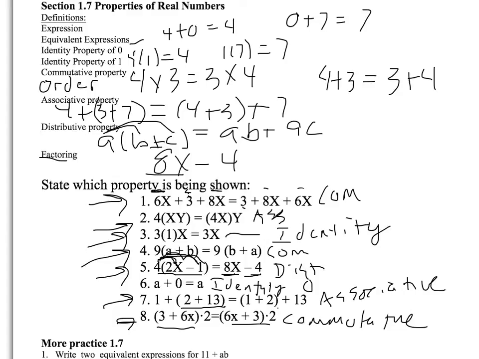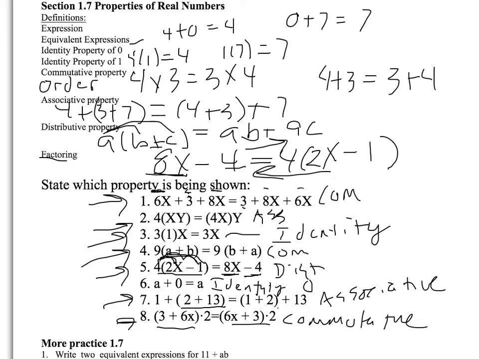Now this, we can divide that by 4. This, we can divide that by 4. So we can pull the 4 out. And what happens is when we divide 8x by 4, 8 divided by 4 is 2, so we have 2x. If we divide negative 4 by 4, that's negative 1. This is factoring. So if we go in this direction, it's distribution. If we go in this direction, it is factoring.